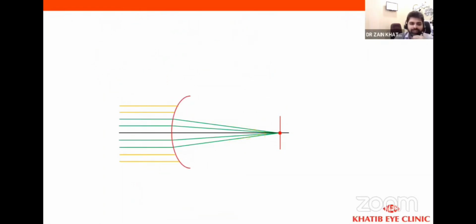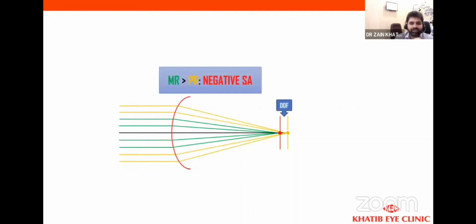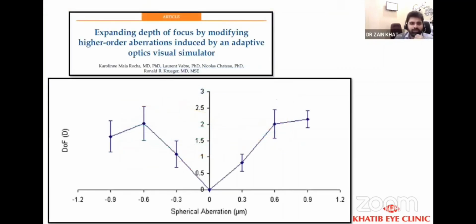Similarly, if the surface is such that the peripheral rays focus behind the central rays, this is called negative spherical aberration, and this also induces depth of focus. So both these concepts are used to make lenses which increase depth of focus. Now, how much depth of focus is required? Anything from positive to negative within the range of 0.6 is considered good. Beyond 0.6 is toxic.